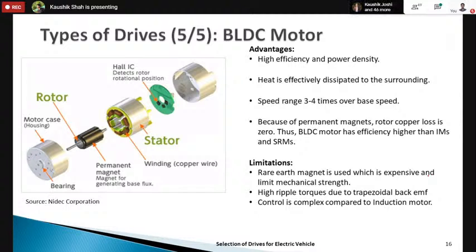And what is the disadvantage? Again, because of the rare earth magnets, it becomes a little expensive, and it also gives ripple torque due to back EMF. So this is what you probably need to understand. The control is a little complex, due to the controller, but I think these days BLDC controllers have also matured to a greater level, so no need to really worry on that front.